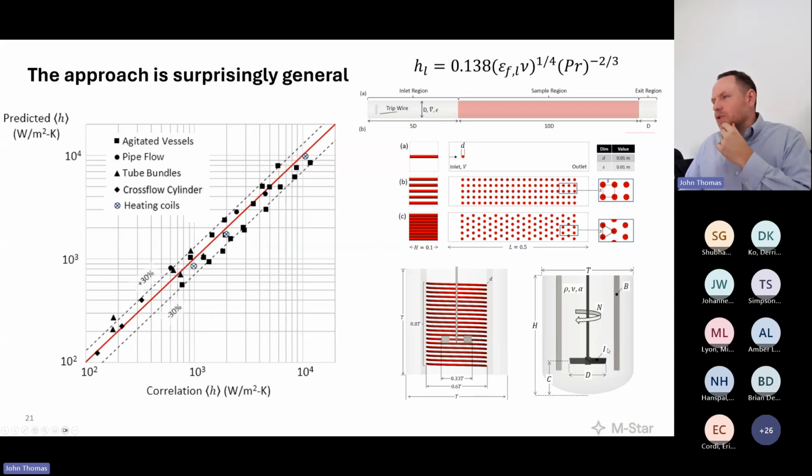Pipes, agitated vessels, cylinders in crossflow, bundles, coils. For all of these systems, there are a dozen off-the-shelf correlations, along with lots of cofactors, for predicting a convective heat transfer coefficient or a Nusselt number. And that's great. God bless them. But the fact that there's a dozen of them illustrates the problem: whenever you've got a system, you better derive a correlation for it.